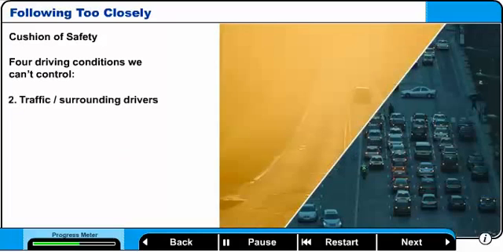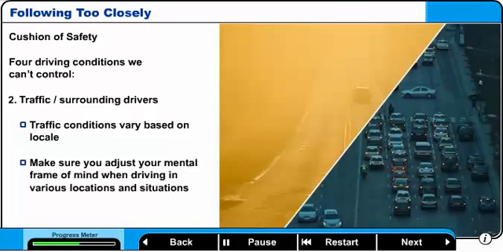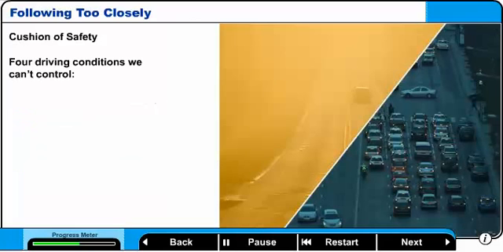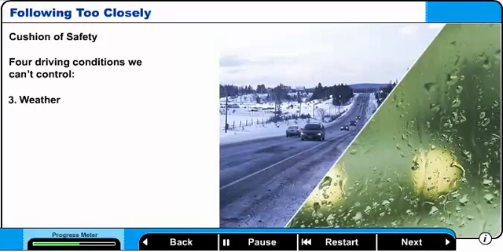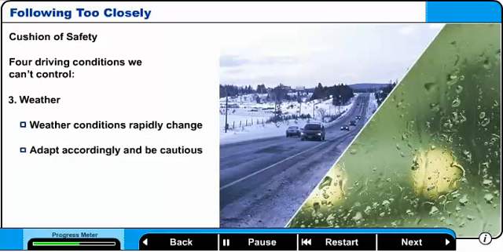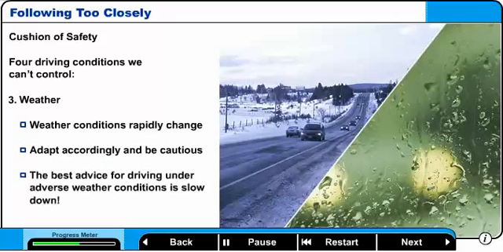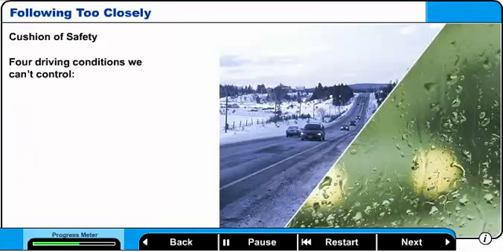Traffic or surrounding drivers. Traffic conditions vary based on locale. Make sure you adjust your mental frame of mind when driving in various locations and situations. Weather. Be prepared for all adverse weather conditions. Weather conditions rapidly change. Adapt accordingly and be cautious. The best advice for driving under adverse weather conditions is to slow down. Road. Road conditions can also change very quickly. The only difference from the other conditions is that we may not always be aware of the road's changing conditions.